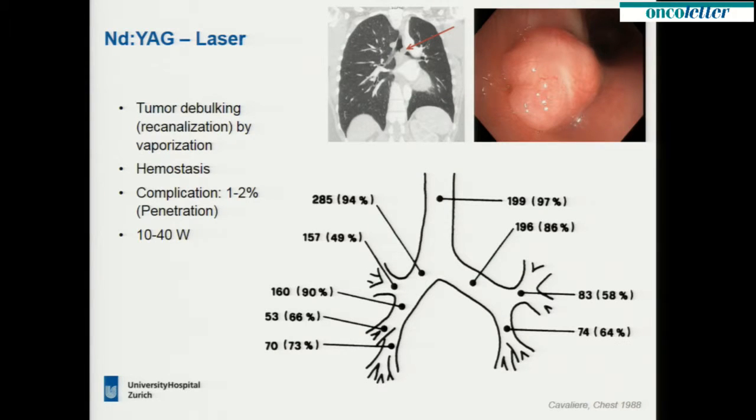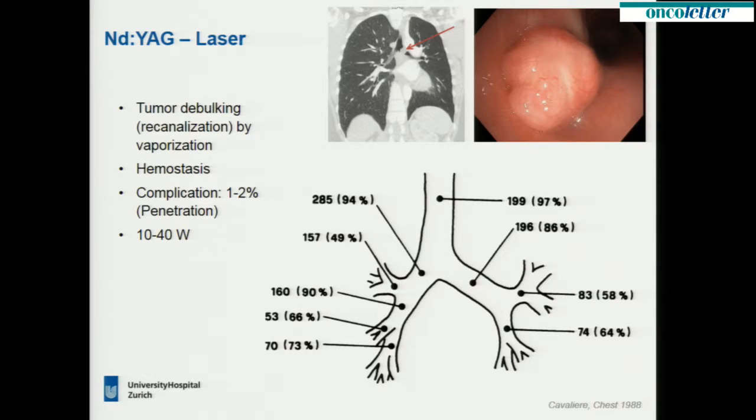Here we use the YAG laser for debulking and for hemostasis. The complication rate is quite low. Depending on the energy you apply to the tumor, we work from 10 to 40 watts. And depending on the localization of the tumor, you have different success rates of debulking. That means the more central the tumor is, the higher the success rate.